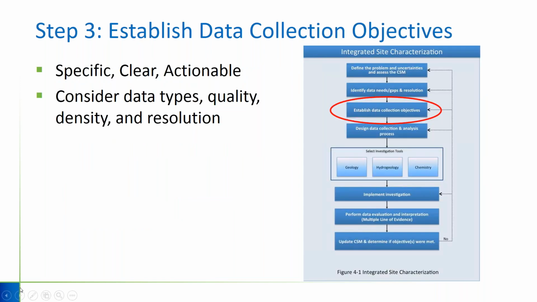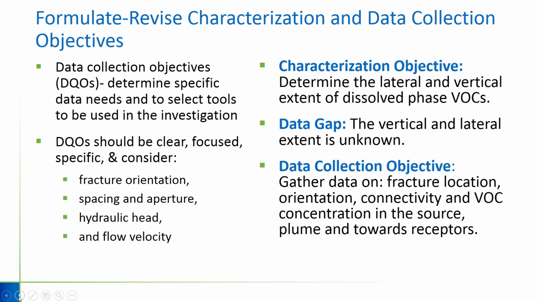So back to our flow chart, we're on this third step of establishing data collection objectives. Again, these are objectives that are going to be used to govern the data collection process. Here are some examples. Over on the right, a characterization objective, like an overall objective for a site, might be to determine the lateral and vertical extent of VOCs. Obviously the data gap that came from is you don't know the three-dimensional distribution of contaminants.